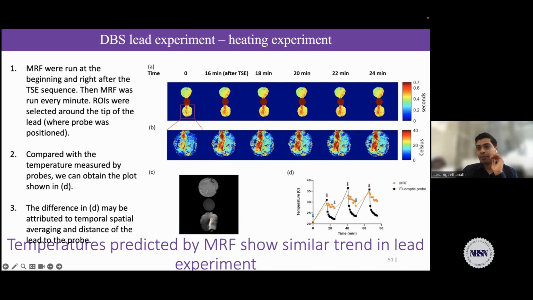So this is a T1 converted to Celsius map, and you can see that it heats up. We also drew ROIs close by, and I'm going to talk about the ROIs in a bit. But this graph is showing you the comparison of fingerprinting estimated temperature versus a fluoroptic probe. The key difference is the fluoroptic probe is taped to the DBS lead, whereas this is a few millimeters away because of loss of signal due to the DBS lead.